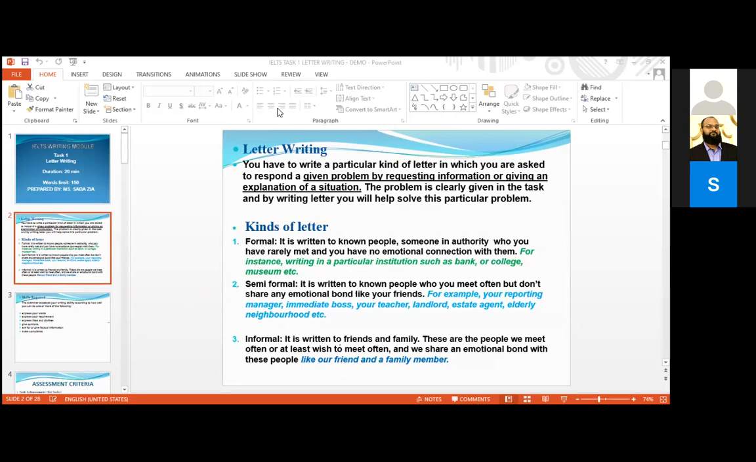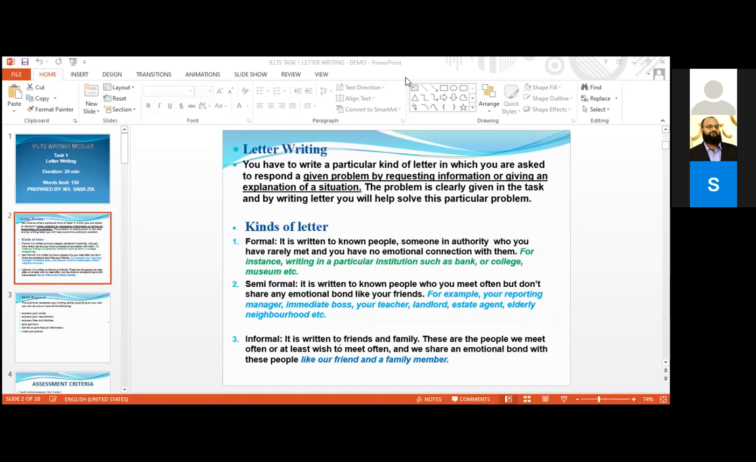So we have first formal writing, okay, formal letter. Then we have semi-formal letter and then informal letter. Now, what do we basically have to write in formal letter? Who do we basically write formal letter? Formal letter is written to known people, okay, someone who is in authority, who you have rarely met, and you have no emotional connection with them.